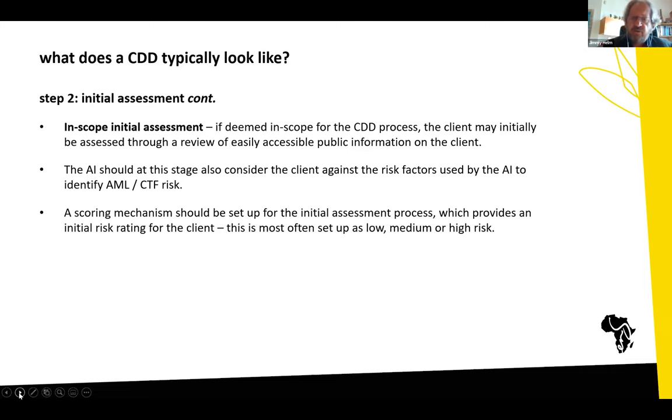A scoring mechanism should then be set up from the initial assessment process, which provides an initial risk rating for the client. And this is usually set up as low, medium, or high risk. The initial questionnaire will be assessed, and certain points can be ascribed to certain responses received or the lack of certain responses received, and the initial in-scope assessment process as well. And that will then bring you to an initial scoring of low, medium, or high risk. Next slide, please.